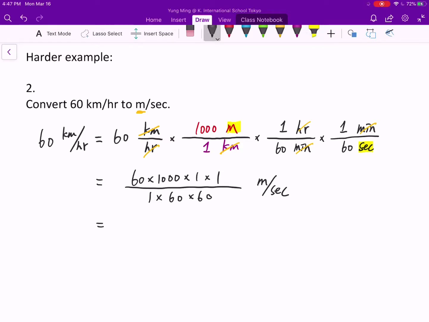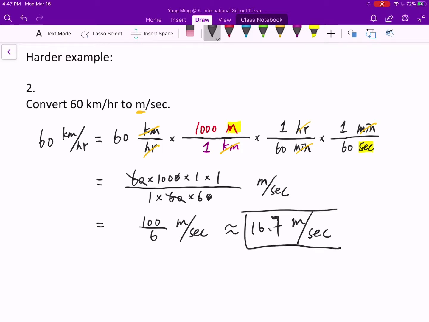So we can do a little cancellation over here. We can cancel the 60 and 60. I can cancel this little 0 and this 0 over here. So we're going to get 100 over 6 meters per second. Well, this is approximately 16.7 meters per second. And we are done.